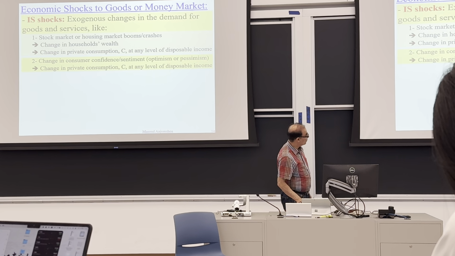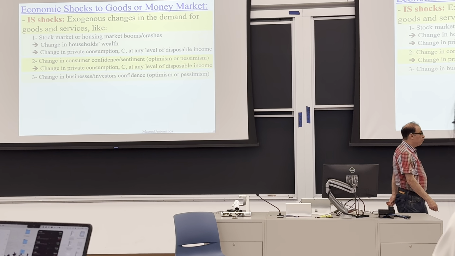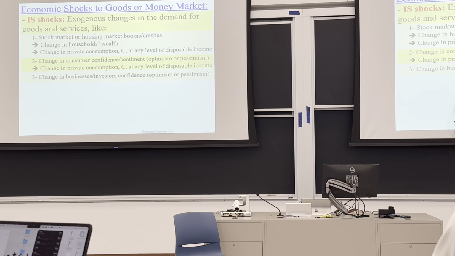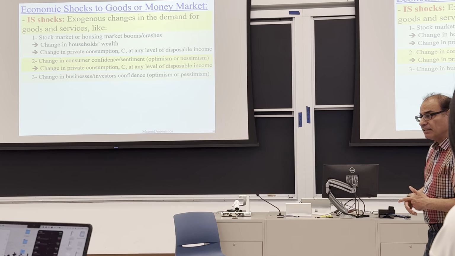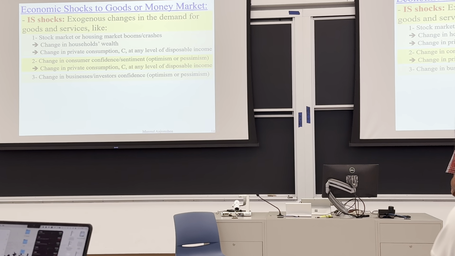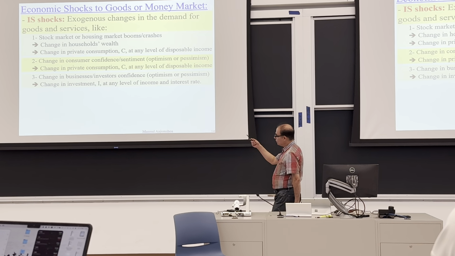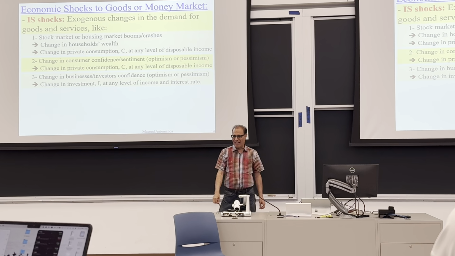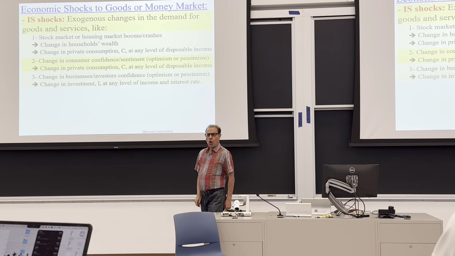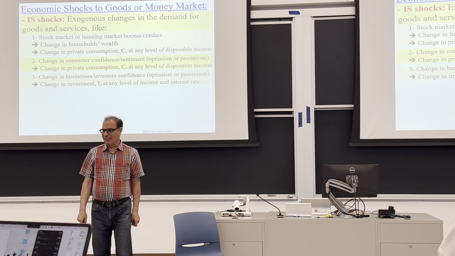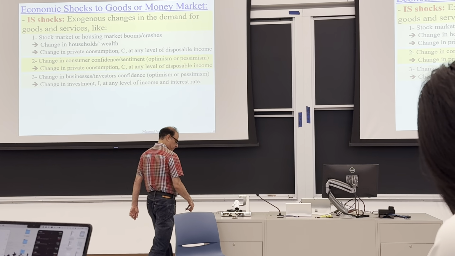So a change in private consumption at any disposable income, or business and investors' sentiment or confidence. So investors' optimism, investors' pessimism. So what is this? Here we have a functional shift in the investment function. So a change in investment at any level of income and interest rate. Did you see that? We have a functional shift. Can you see that? No variable may change.